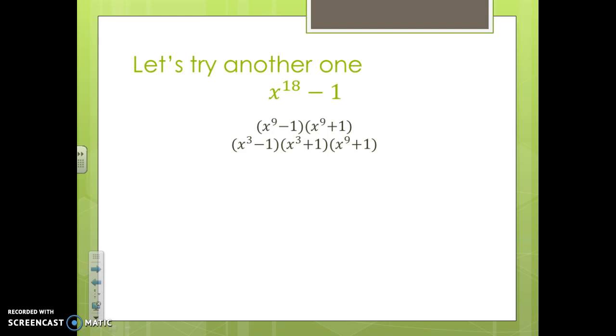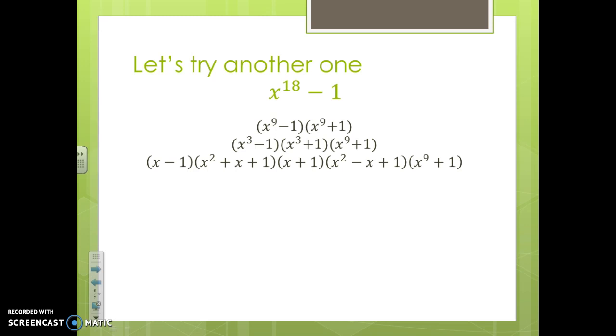Those are cubic binomials at this moment. So I just used my factoring of cubics to break down to x minus 1, x squared plus x plus 1, and then x plus 1 times x squared minus x plus 1. And then I still have that x to the 9th plus 1.